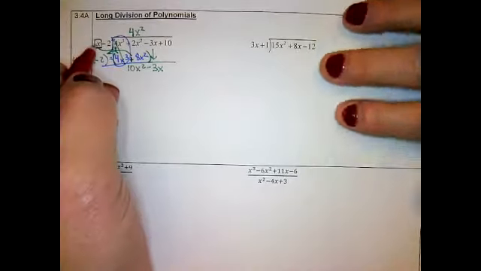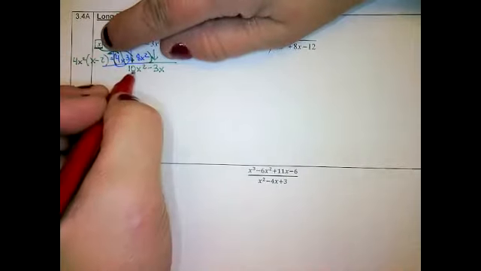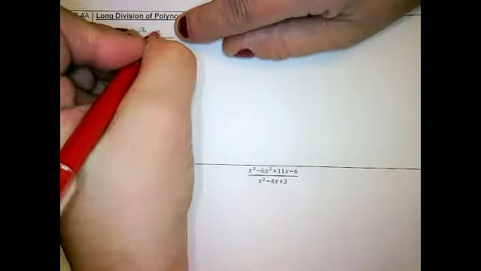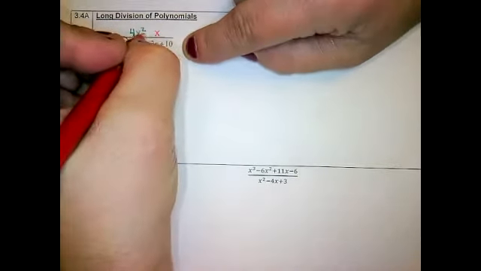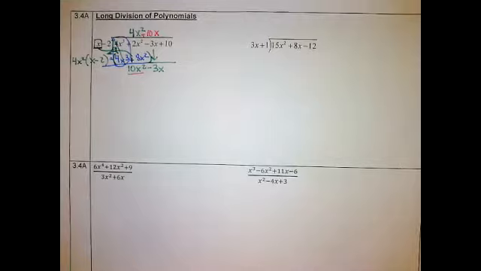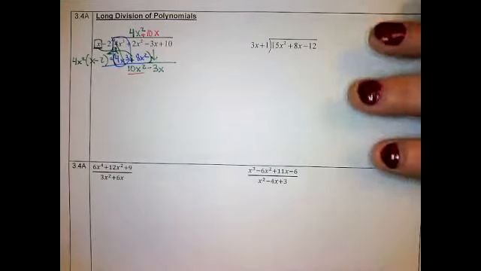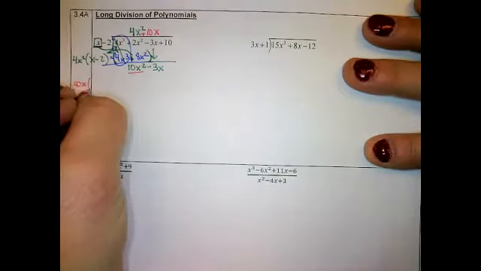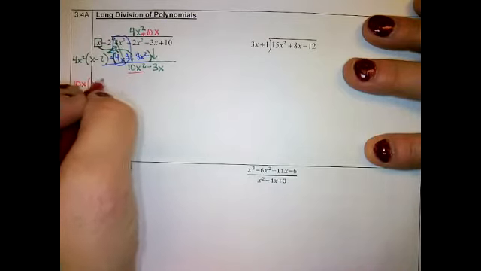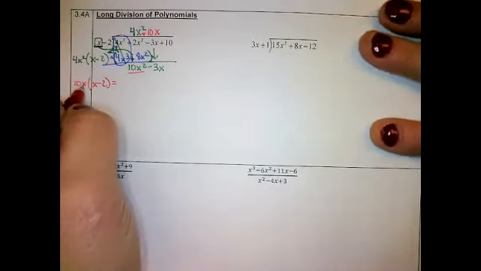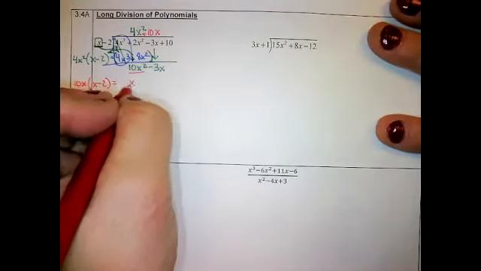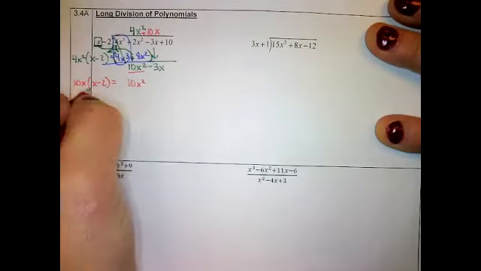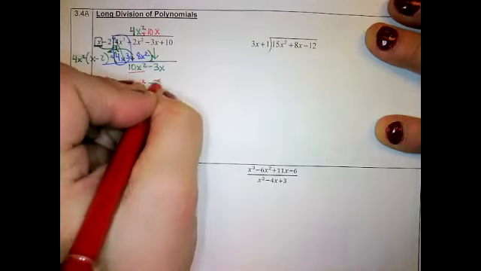Okay, now I'm going to start all over again. x times what gives me 10x squared? Well, that's going to be x times x to get that x squared, and x times positive 10 to get that 10x. And now I'm going to multiply. So I'm going to take that 10 that I just wrote there, and I'm going to multiply it by x minus 2. So 10 times x is going to be 10x squared. And 10x times negative 2 is negative 20x.